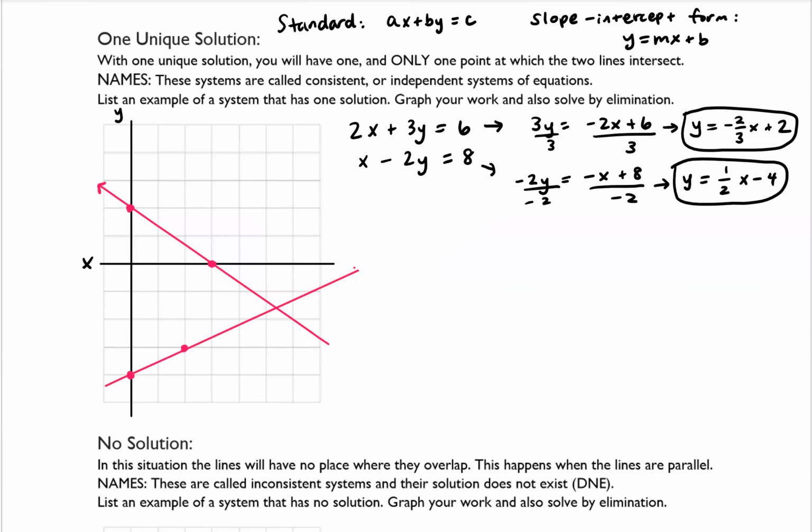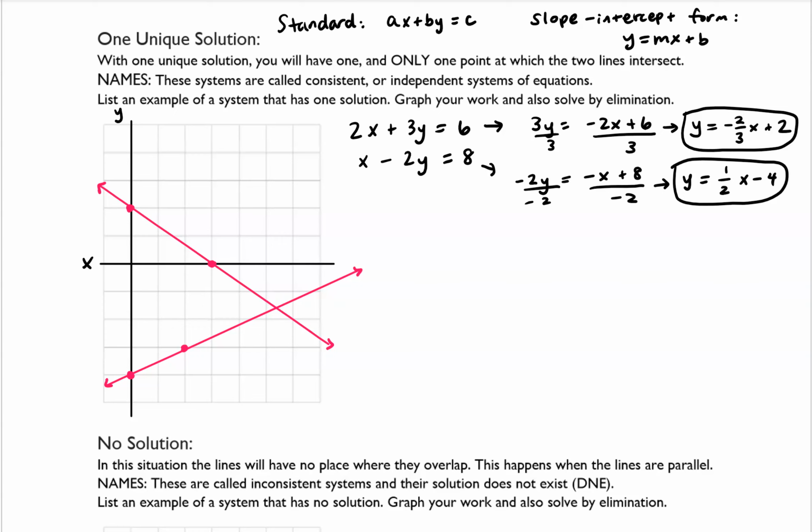And I'm just going to put arrows on all of my lines to indicate that they are going forever in both directions. Now, the solution to this system of equations is the ordered pair where the 2 lines intersect, which is happening right here. Now, the downfall of graphing in this particular example is that the ordered pair where they intersect is not a whole number, and so we're going to have to estimate it.